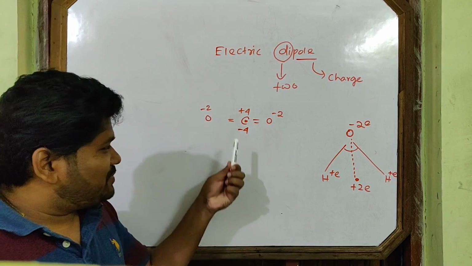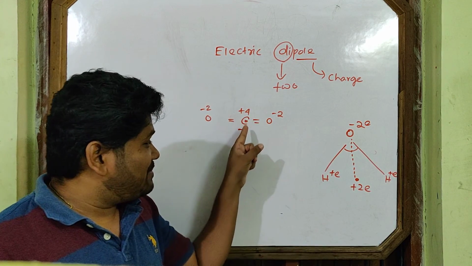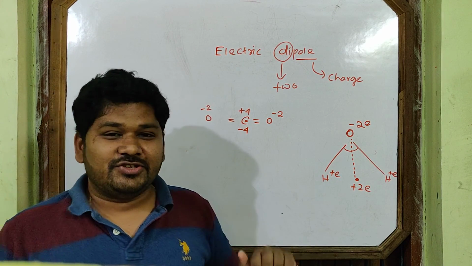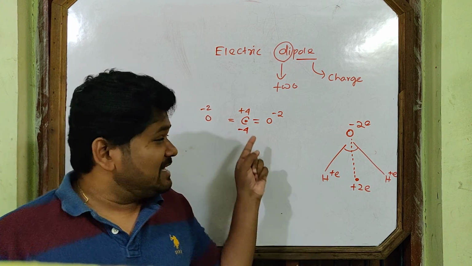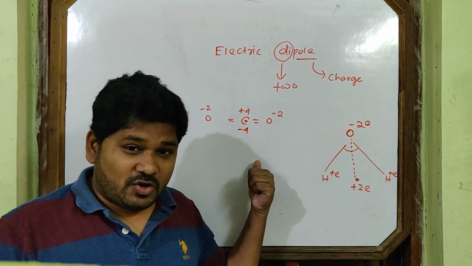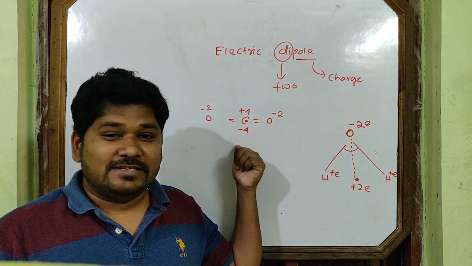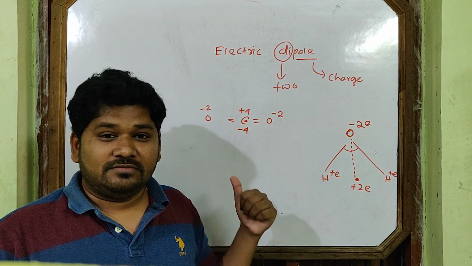It also lies on the plus 4. What happened here? Plus 4 and minus 4 coincide with each other. Is there any distance of separation? No. Can it be called a dipole? No. So carbon dioxide is not an electric dipole.